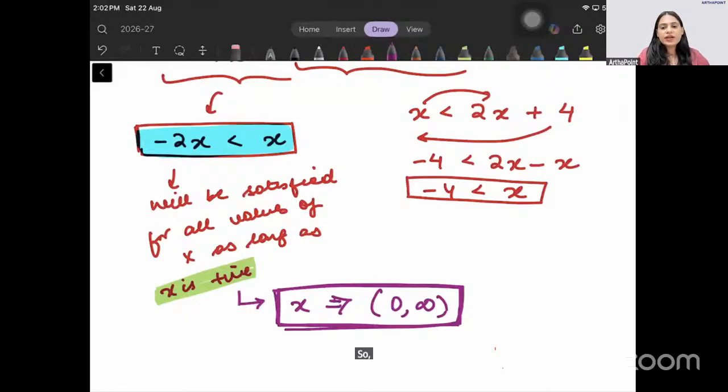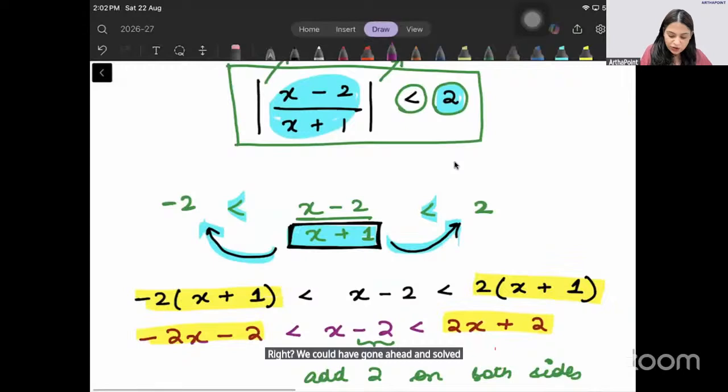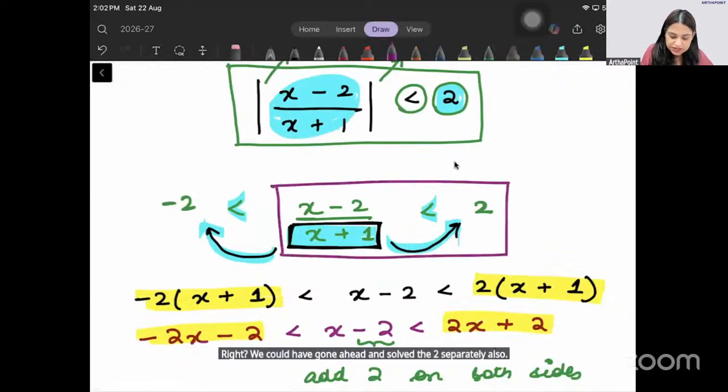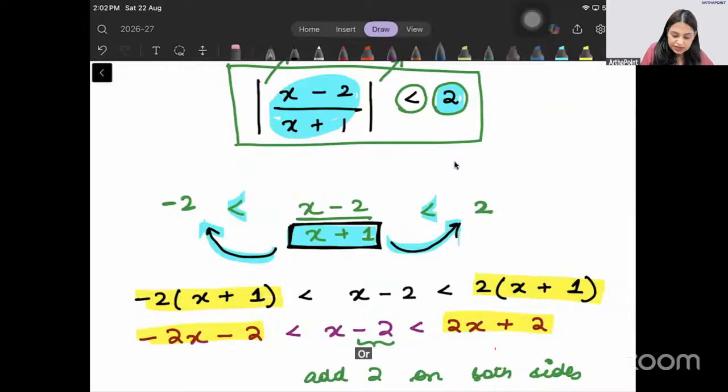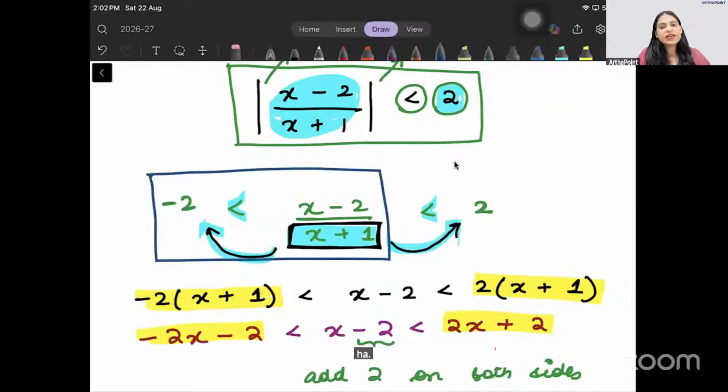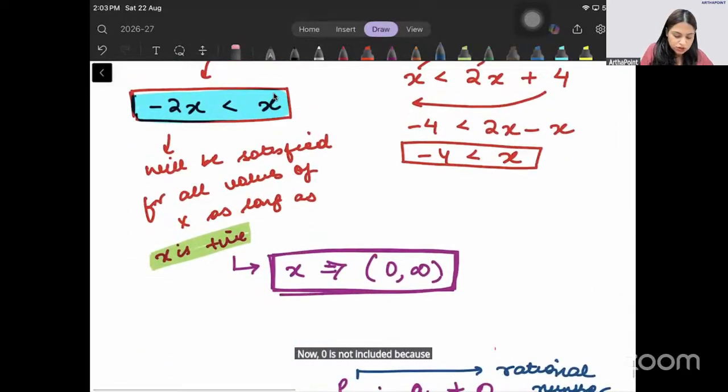So we are trying to solve the two inequalities together, right? We could have solved the two separately also. हम इसको अलग से लेके भी solve कर सकते हैं और इसको अलग से लेके भी solve कर सकते हैं. We can also solve the two inequalities at once. Both the methods are fine. Now, 0 is not included because 0 pe this equation is not satisfied.